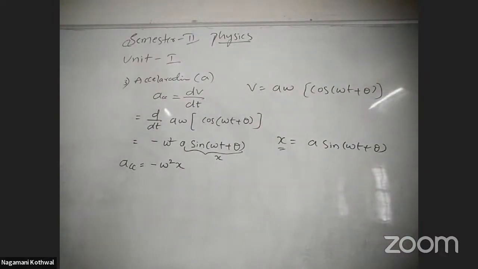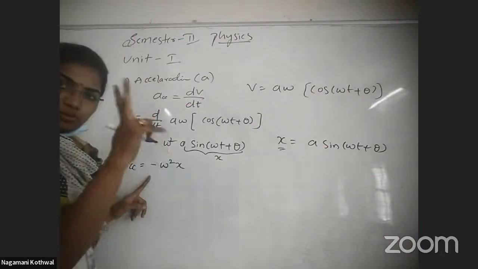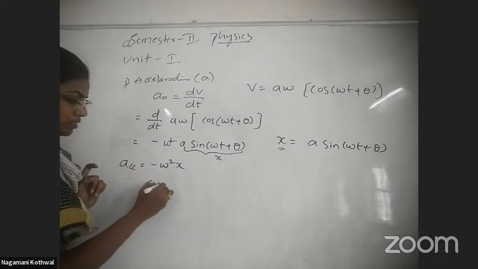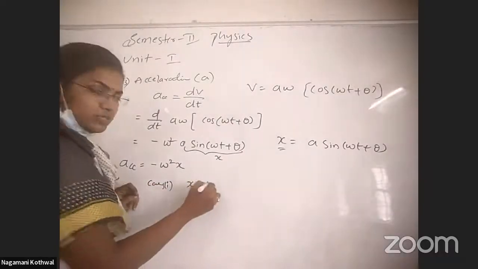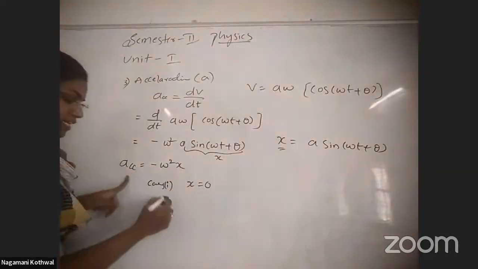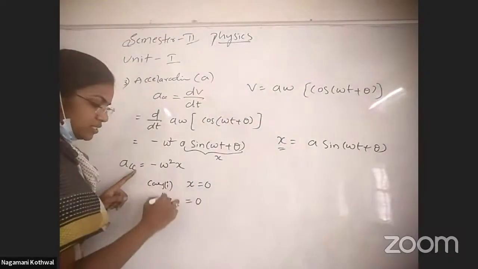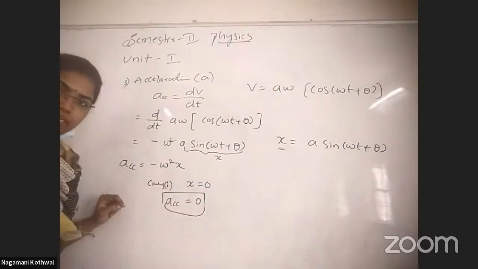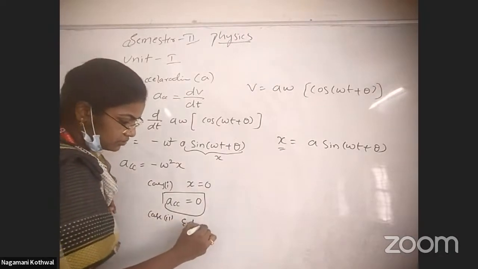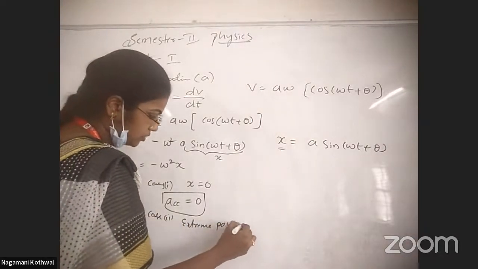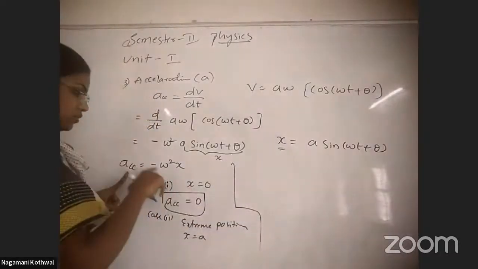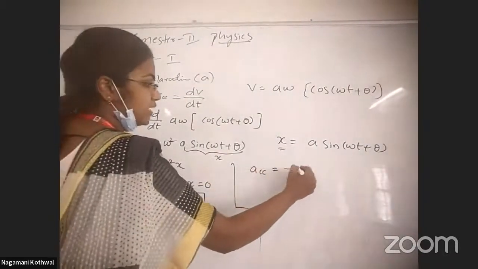Now this is the acceleration. Here also you will have two cases, the mean position and the extreme position. Case 1, mean position, means x equal to 0. Always x equal to 0 is a mean position. If you put x equal to 0, acceleration will become 0. Case 2 is the extreme position, which means x equal to a. If you put x equal to a, acceleration is equal to minus omega square into a.